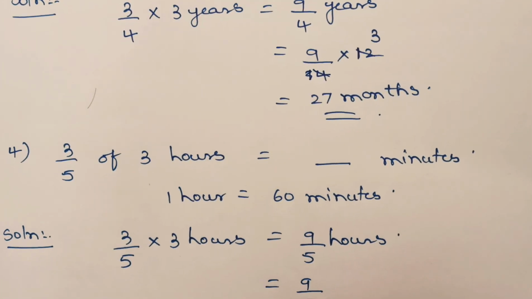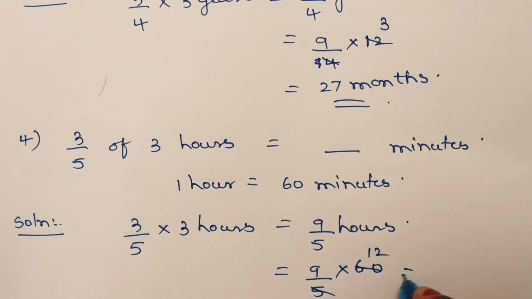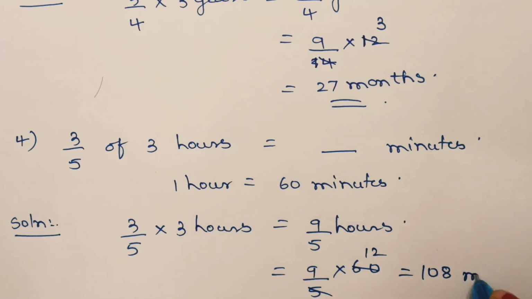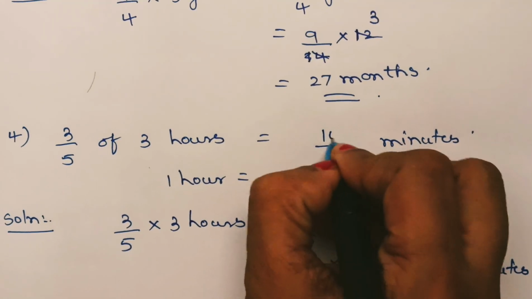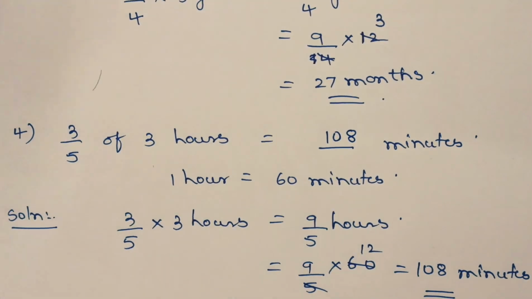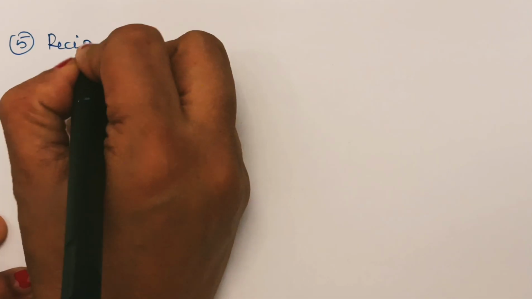Minutes. So 9 by 5 into 60. 5 12s are 60. So your final answer is 108 minutes. So just note down the solution in this way. Okay. Let's switch to next sum.